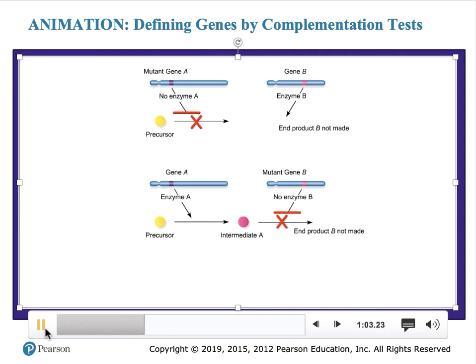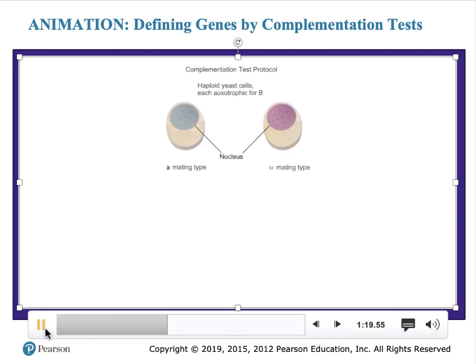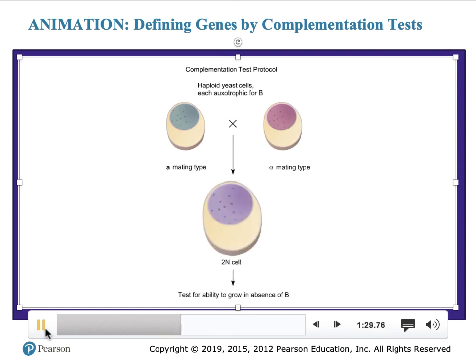To turn this around, if we isolate a set of mutants that require substance B for growth, we can find out how many genes are involved by using the complementation test. We will see how this is done using yeast as the model organism. The complementation test is done by mating two haploid yeast cells that are auxotrophic for substance B and determining whether the resulting diploid is auxotrophic or if it can grow in the absence of B.